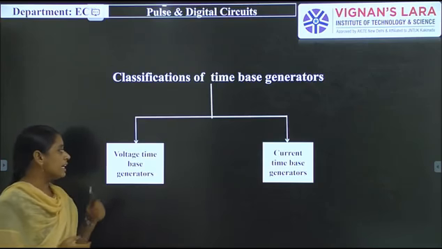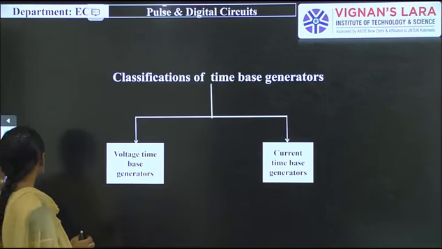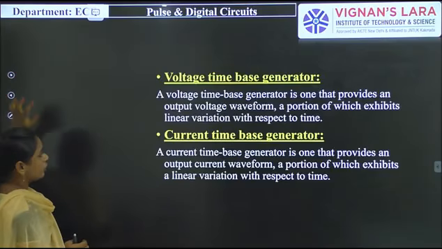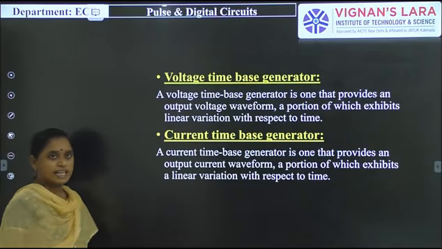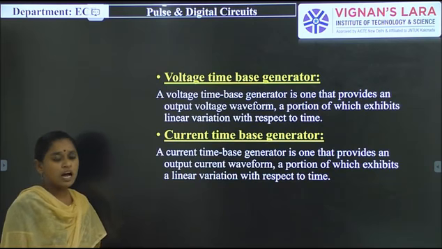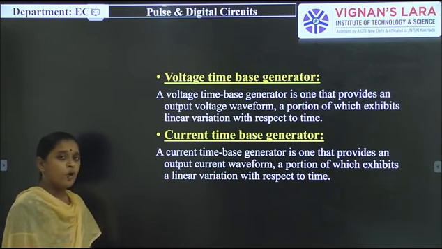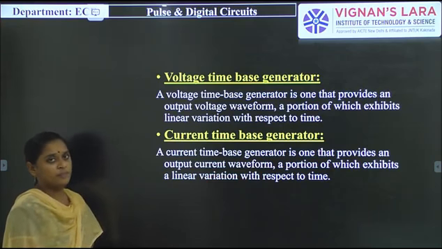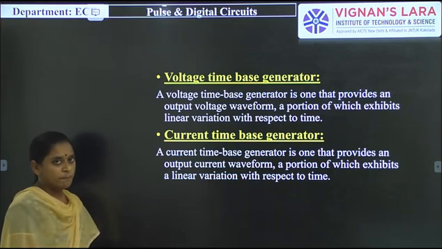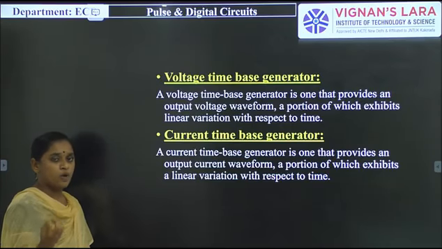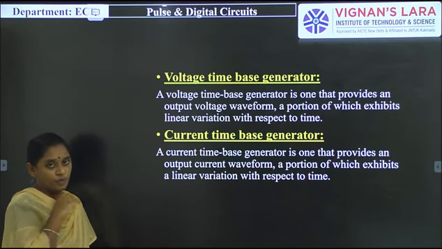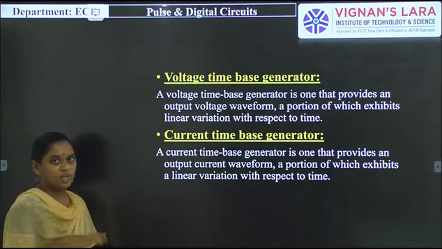In a voltage time base generator, the output is a voltage waveform. A voltage time base generator provides an output voltage waveform. Here a portion of this output waveform will be varied with time. So we can say that in this time base generator, the output will be a voltage waveform, a portion of which varies with time. This type of generator is known as a voltage time base generator.